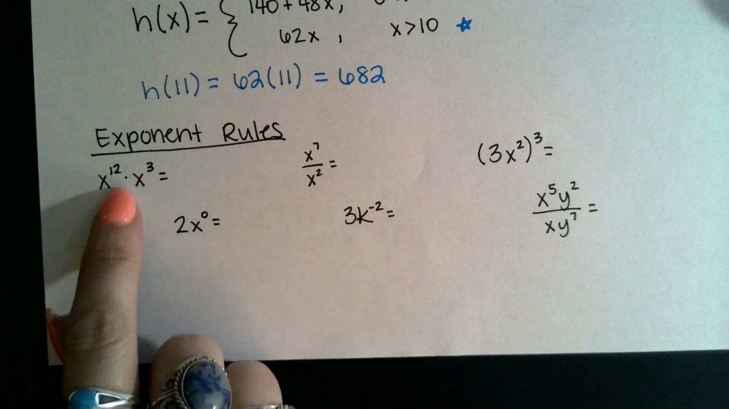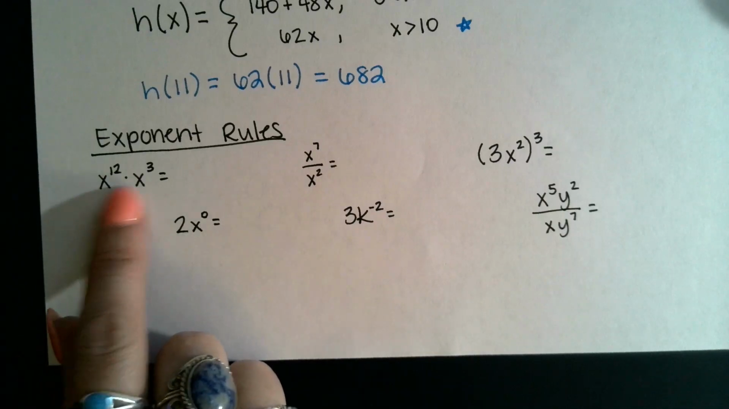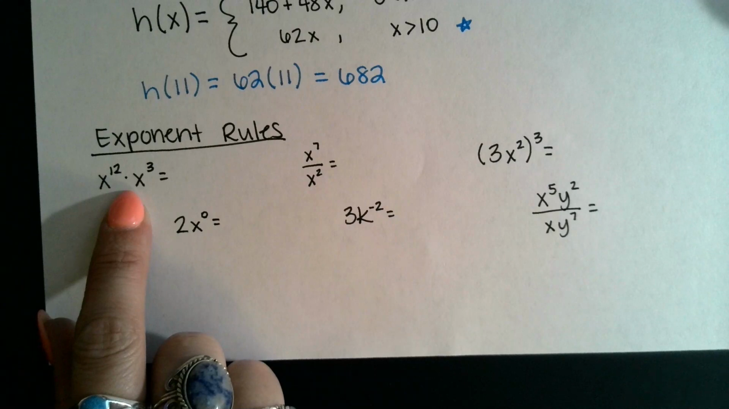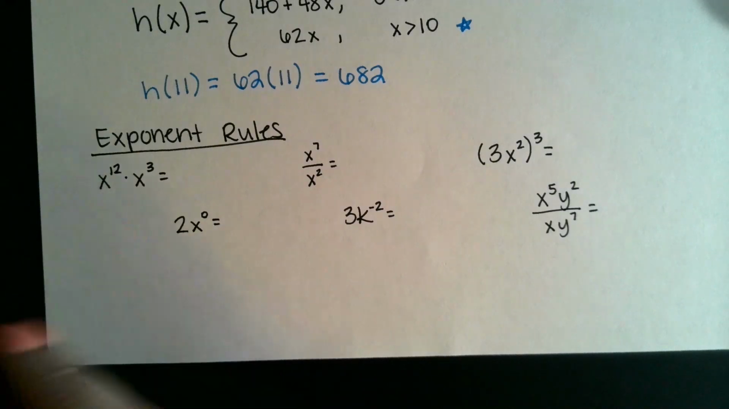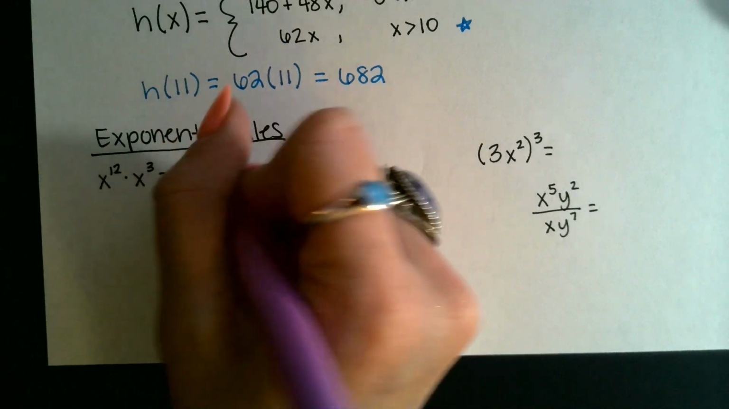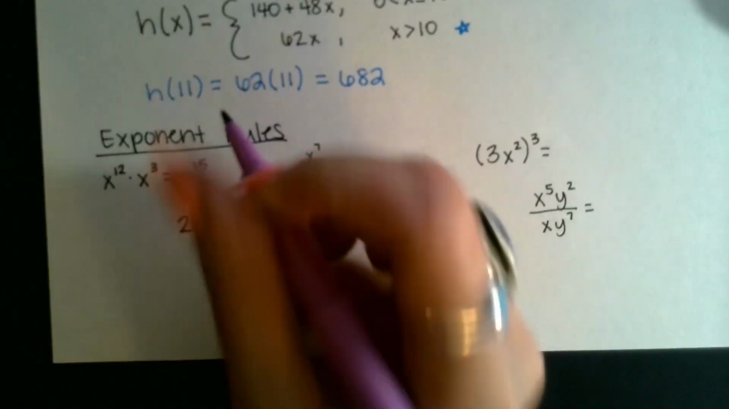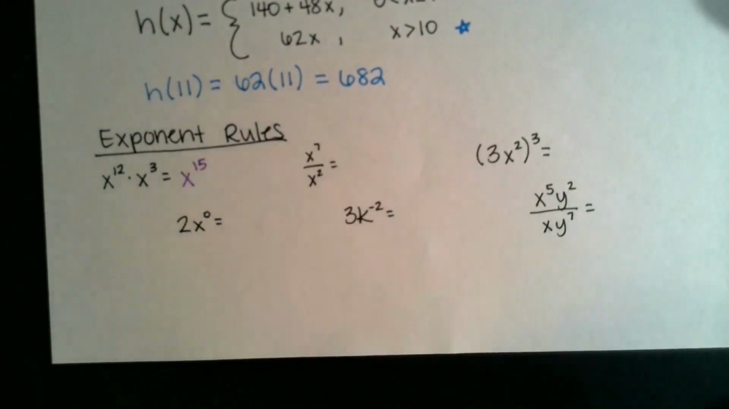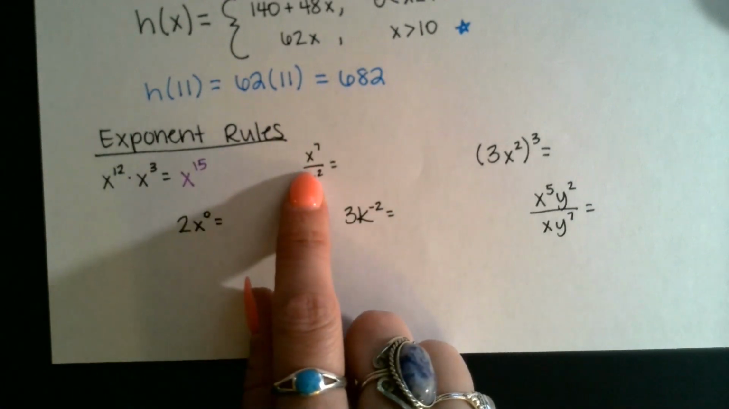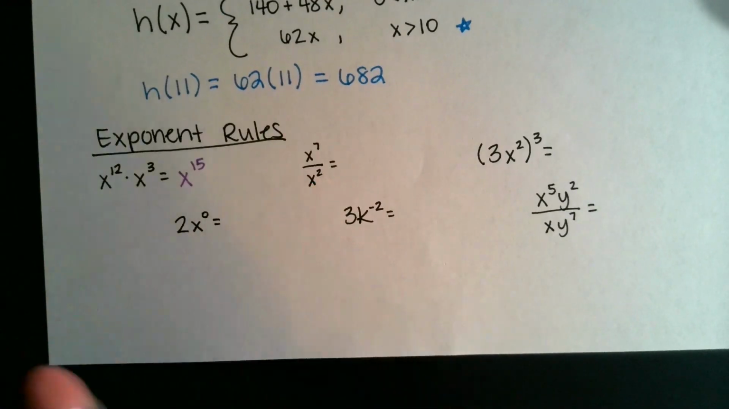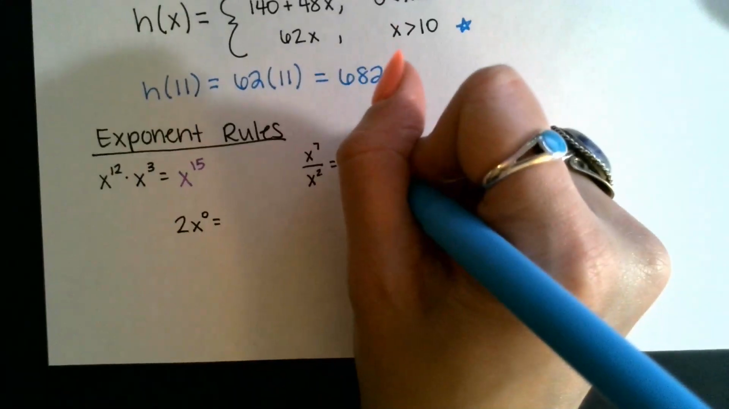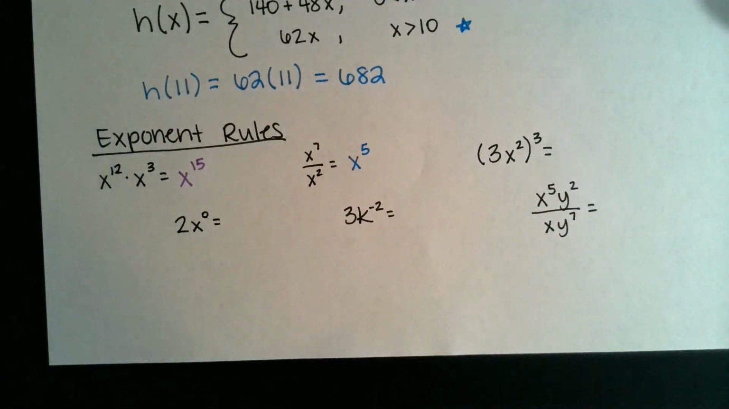All right. When you have two things, same base, and they're being multiplied together, what do you do with the exponents? You add them. So this is x to the 12 plus 3, which is 15. When you are dividing, what do you do? Subtract them. 7 minus 2 is 5, so x to the 5th.